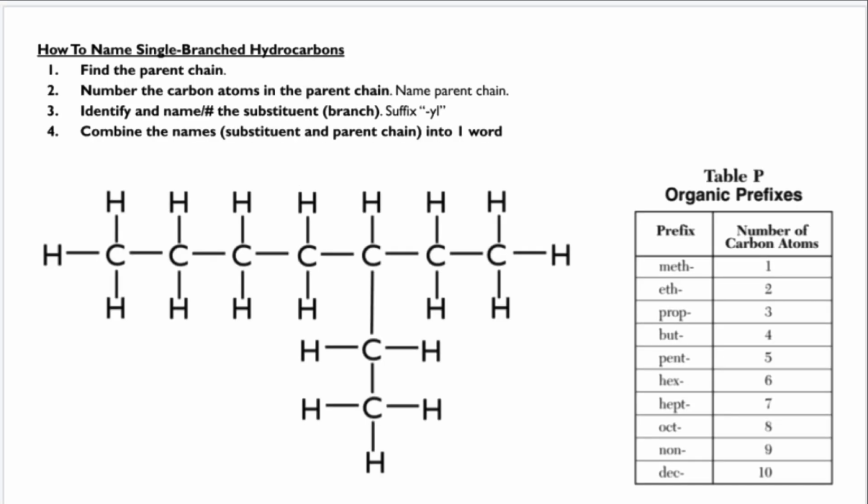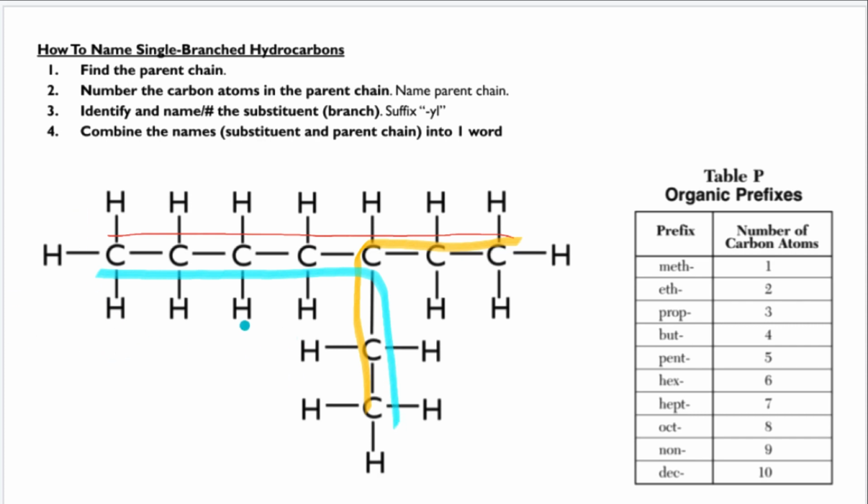To start, let's find our parent chain. So again, let's count all the possible ways we could do this. I could start over on the right-hand side and count across 1, 2, 3, 4, 5, 6, 7. I could have gone the other direction too, 1, 2, 3, 4, 5, 6, 7. I could also go down. So 1, 2, 3, 4, 5. 5 is less than 7, so that's not going to be it. I could also go around like this, 1, 2, 3, 4, 5, 6, 7.